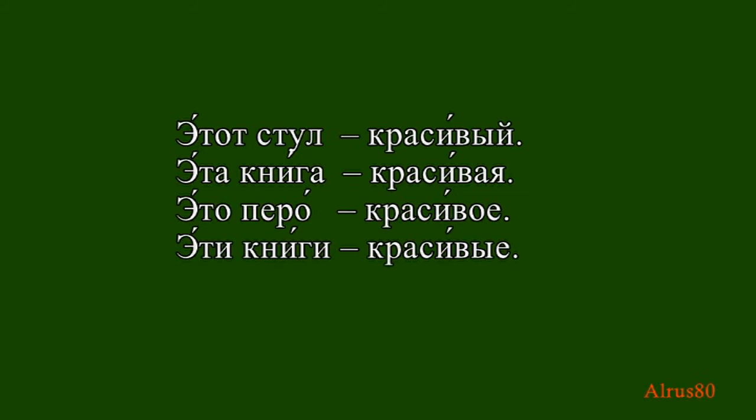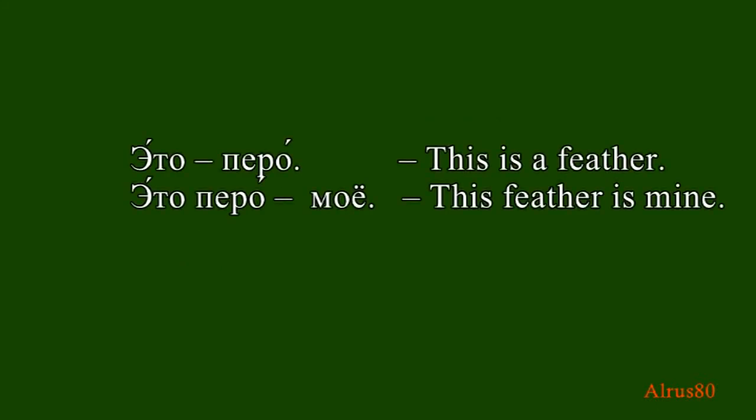Also, notice that the demonstrative pronoun form for the neuter gender looks completely identical as the introductory form. Это перо. This is a feather. Это перо моё. This feather is mine. Well, I think this is it about это phrases.